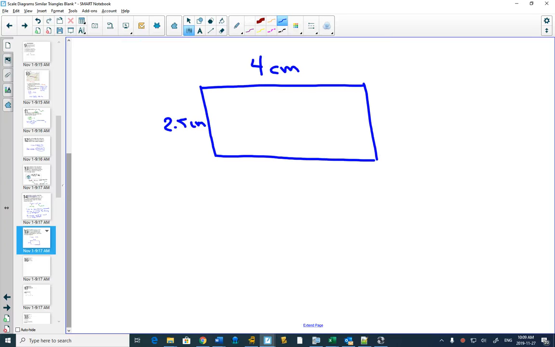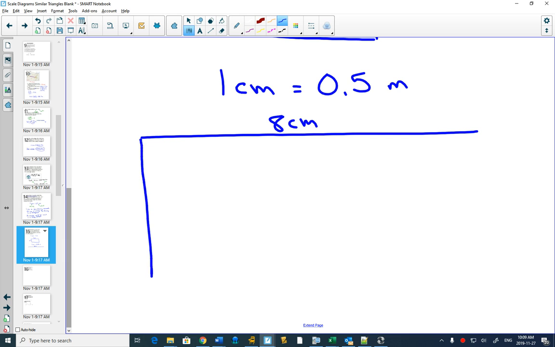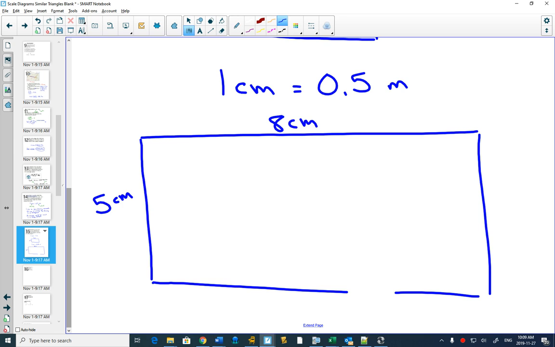If you wanted to make it bigger, if you wanted to fill up more space, you could make 1 centimeter equal to half a meter. Then you would need 8 centimeters here, and 5 centimeters there to make the same scale diagram of your room. So it depends on how much space you have on the paper, or how big you want to make your scale.